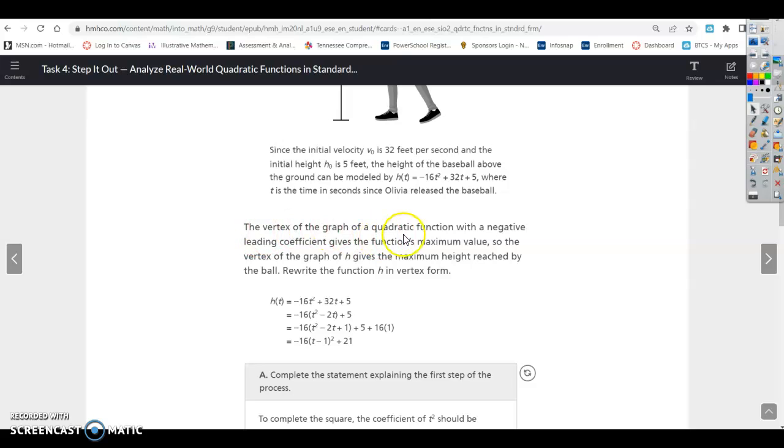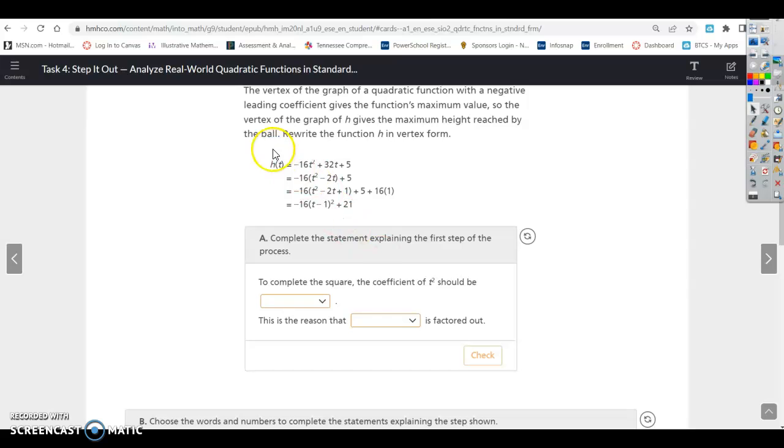The vertex of the graph of a quadratic function with a negative leading coefficient gives the function's maximum value. So the vertex of the graph of h gives the maximum height reached by the ball. So rewrite the function in vertex form. All right, so what we did was plug in our values. Now we're going to rewrite this, so they're going to take negative 16 and factor it out.